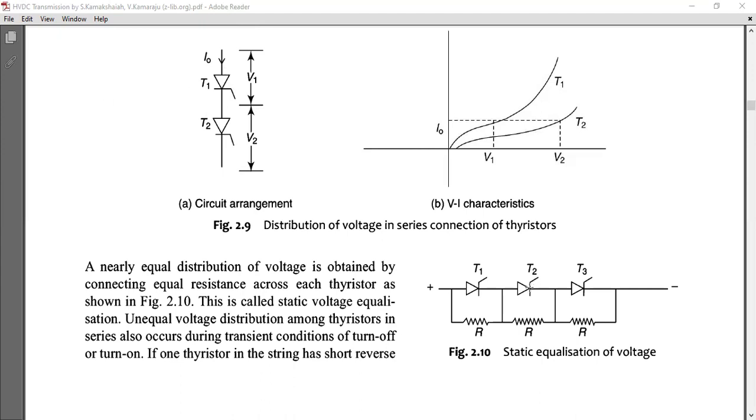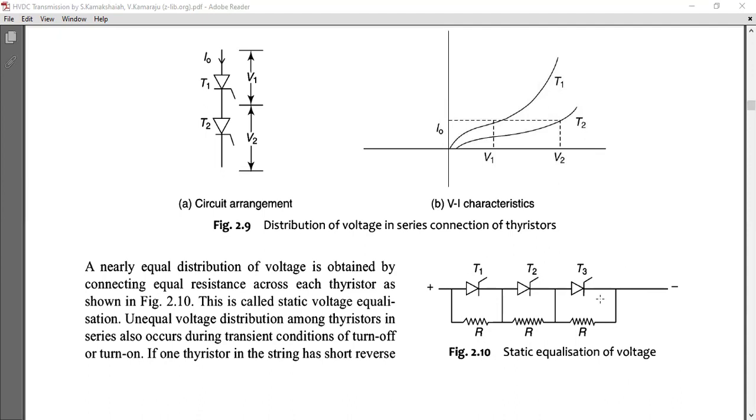Okay, so see here, this is the static equalization of voltage. We are taking a nearly equal distribution of voltage. If you connect the thyristors like this, it is called static voltage equalization. If you connect equal resistances like this, we can get nearly equal voltages distributed among them. This is called static voltage equalization.